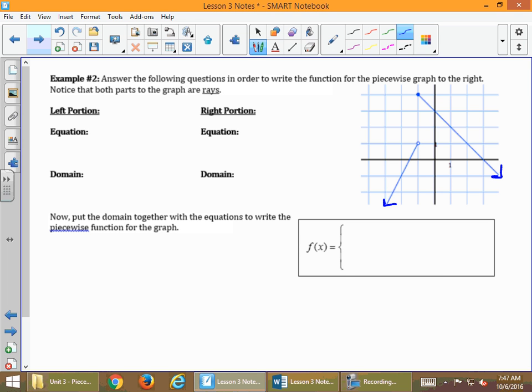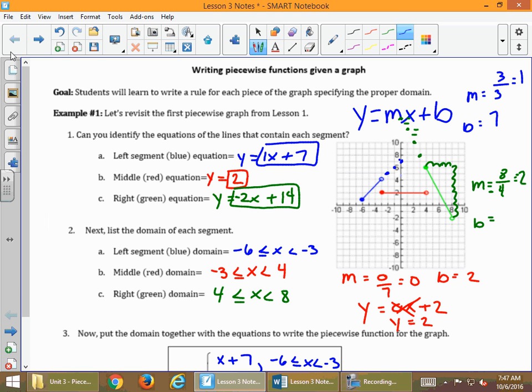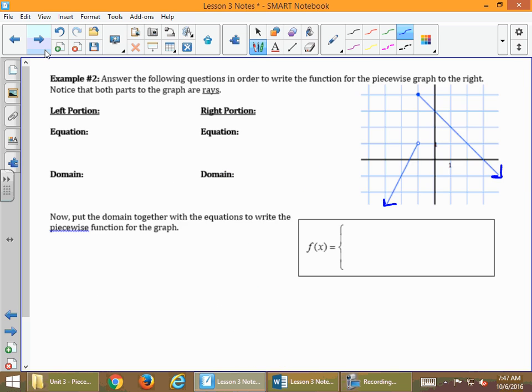Okay, so how many defined endpoints do we have in each line if they have arrows? One. Okay, here they were segments, so we had two defined endpoints. So we had two defined domain values. We only have one defined endpoint, so we're only going to have one defined domain value. Okay? Keep that in mind.